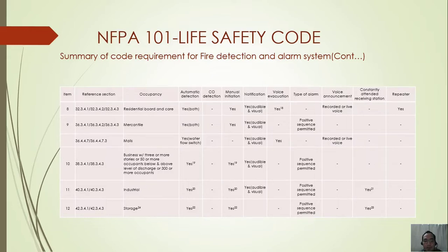Then, the eighth type of occupancy is residential board and care. What is the requirement? Both automatic and sprinkler, okay, supervision. Manual push station, yes, is required. Audible and visual is required. And voice evacuation is required.